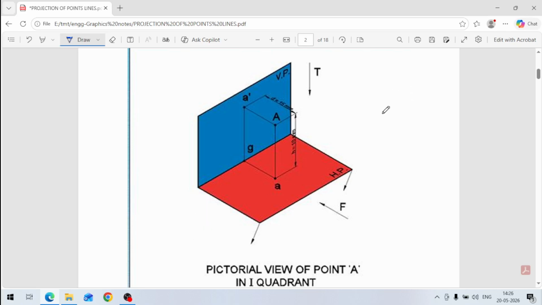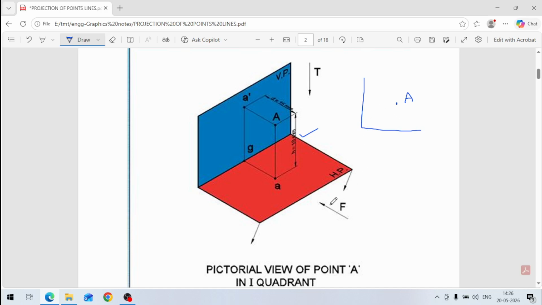Okay, so if I observe from the side, this is our first quadrant, and suppose this point is A here. This vertical distance is 10 mm, and the horizontal distance is 15 mm. This is the horizontal distance of this point from the vertical plane, and this is the vertical distance from the horizontal plane.